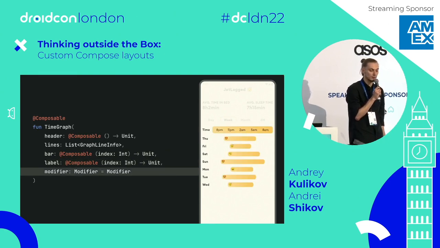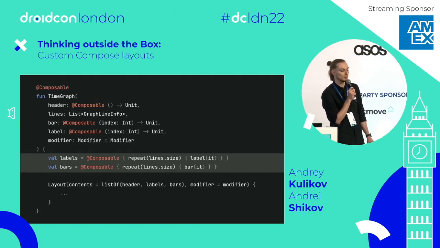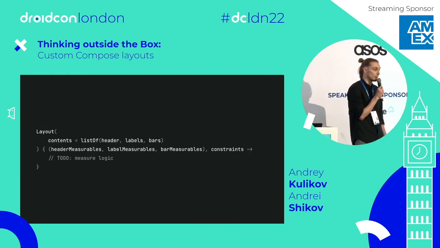Then we have modifiers, because every custom layout needs to accept this parameter. Inside the implementation, we will prepare the content lambdas. For labels and bars, they will combine all of the labels for each line. And then we will pass it into the Layout composable. But note that we are using another overload here. That overload accepts a list of content lambdas instead of just one, and it also gives you a list of measurables. Here we have separate measurables for each slot. This basically allows us to have a clear mapping between the slot and the measurables the slot provides to you.